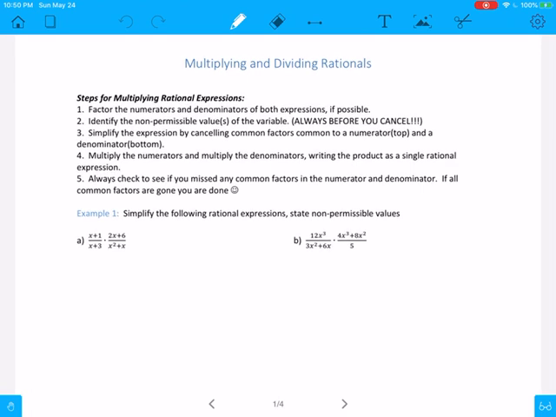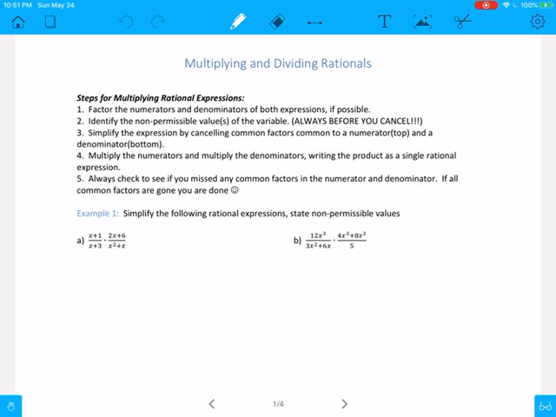Multiplying and dividing rationals is actually quite easy if you understood the simplifying lesson, because it's just like simplifying twice. So if you can simplify, multiplying and dividing is very easy. So steps for multiplying rational expressions.